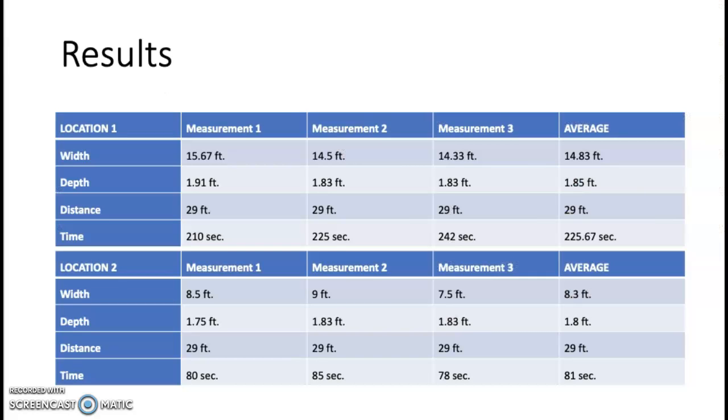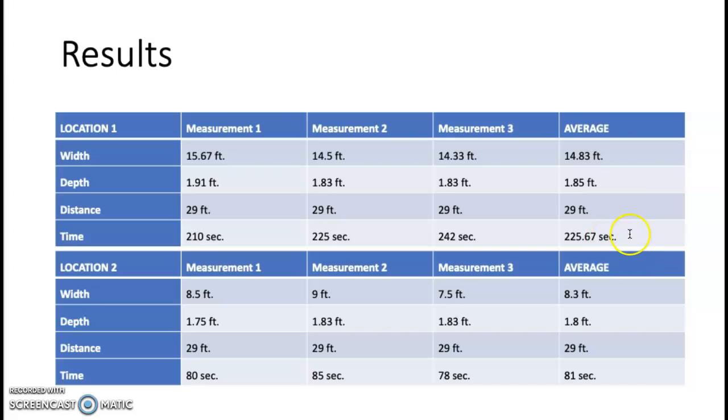In the results tables here, you see the 3 different measurements of the width, depth, distance, and time. Obviously the distance remained constant at 29 feet because this was a controlled variable, as was the depth. As you can see, it's 1.85 in the first and 1.8 in the second.